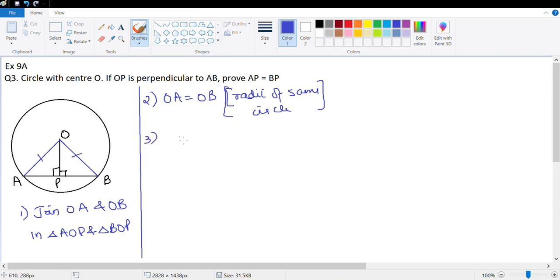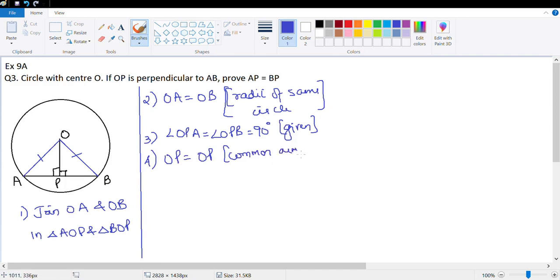Next, I notice that angle OPA is equal to angle OPB, which is equal to 90 degrees. This is given as per the question. So we've got a right angle equal, we've got the hypotenuse equal. Let's see if we have any side equal. Yes, we have OP is equal to OP, which is common arm.